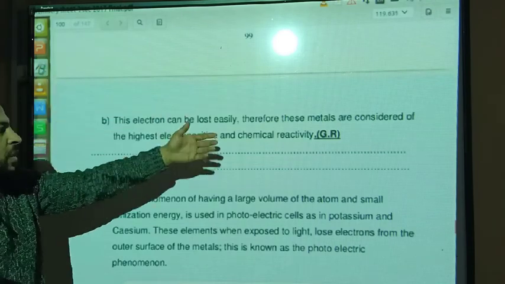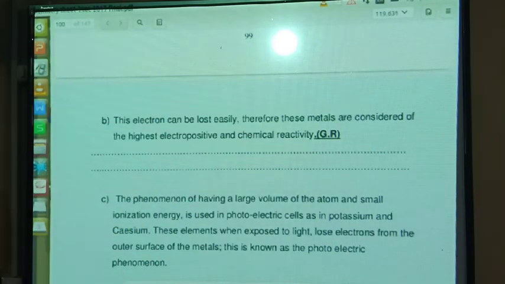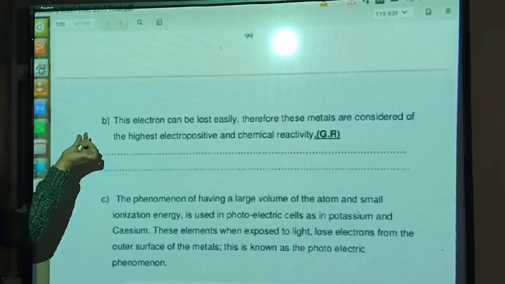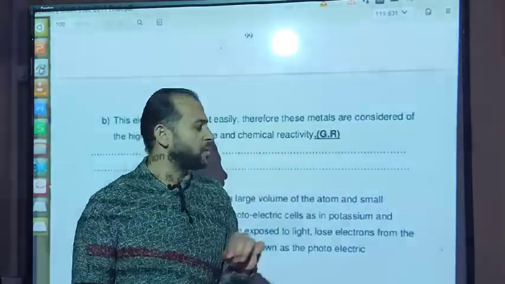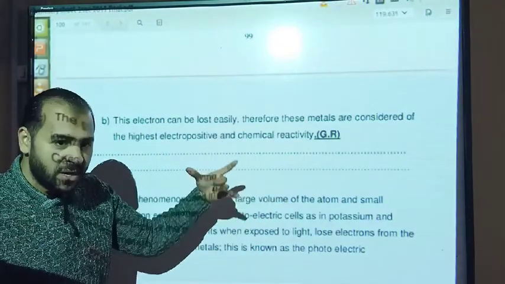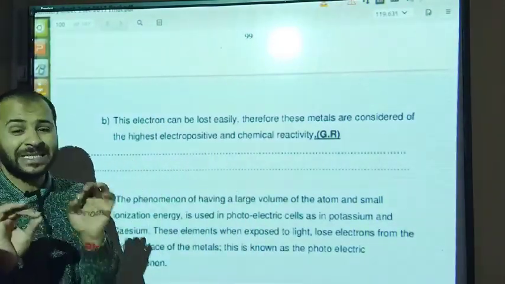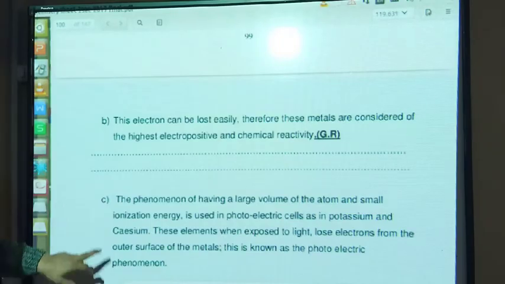This electron can be lost easily. Therefore, these metals are considered the highest in electropositivity and chemical reactivity. Give reason. Why? Because they have large size and low attraction force, so it's easy to lose their valence electron.